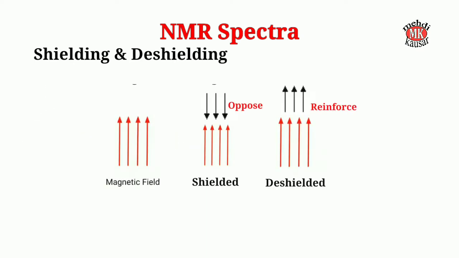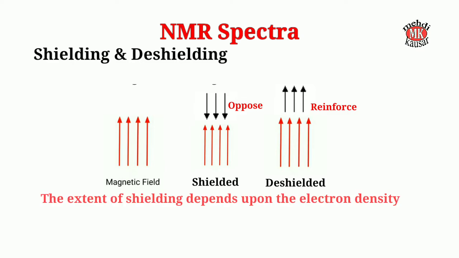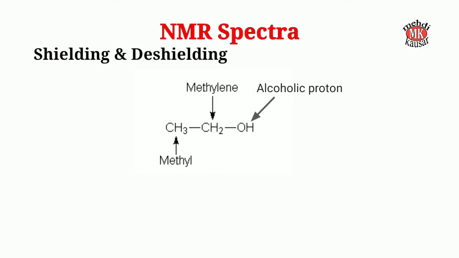Thus, the nucleus may be said to be shielded or deshielded from the applied field by the circulating electrons, and the extent of the shielding depends upon the electron density around the nucleus in a molecule. So the protons in different environments will have different shielding effects. For example, in case of ethanol, there are 3 groups of protons: the methyl protons, the methylene protons, and the OH proton. The three groups of protons will experience different shielding effects because of the different chemical environment.